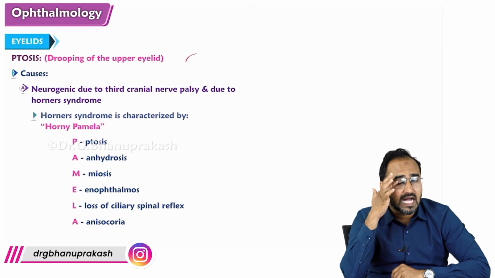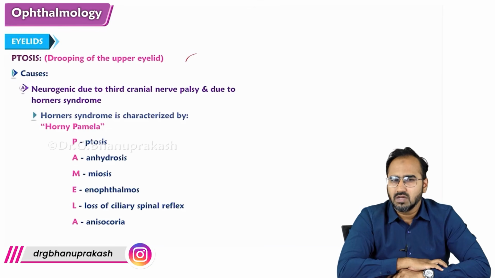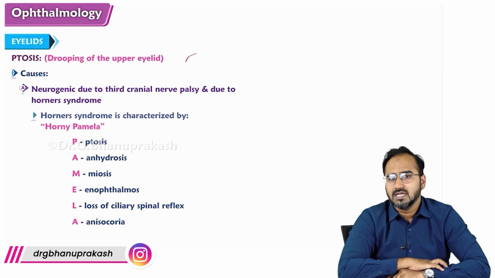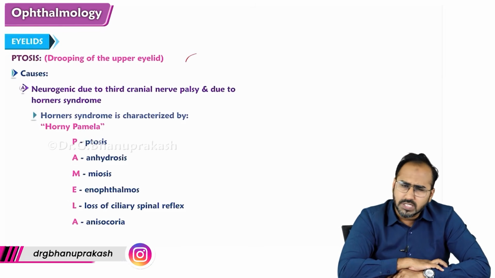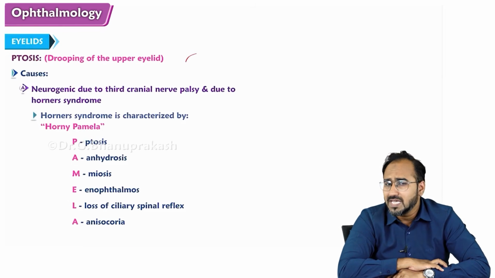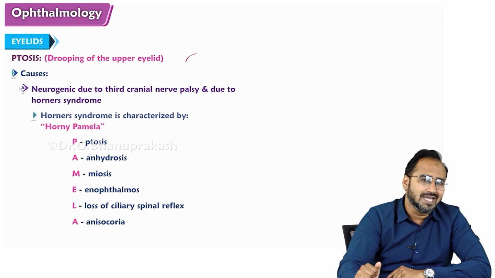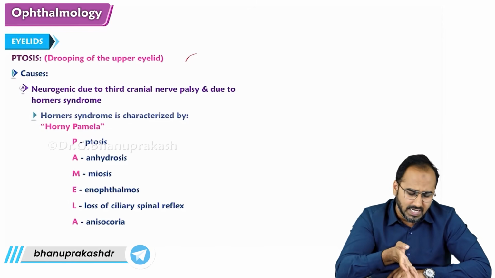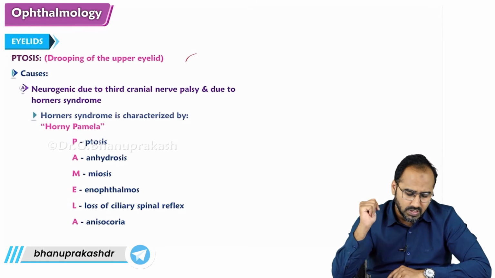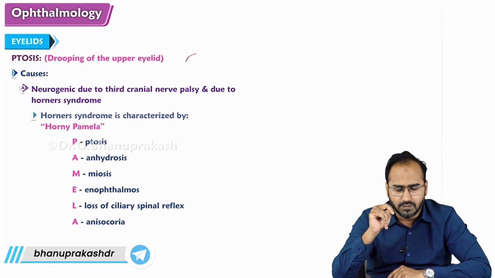But why is the upper eyelid drooping? What is the cause of ptosis? There are many causes of ptosis. It could be neurogenic ptosis, due to damage or weakening of the third cranial nerve. The patient might land up with ptosis. That is a neurogenic cause of ptosis.